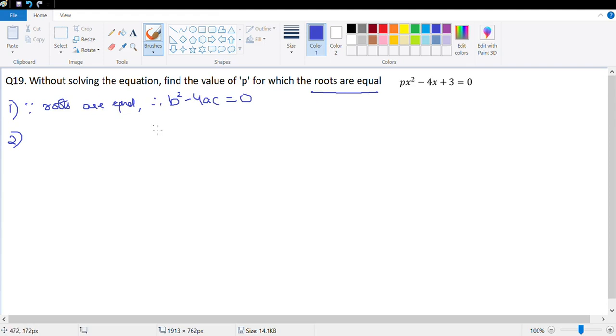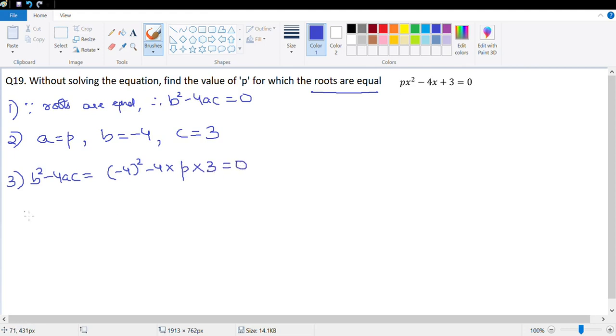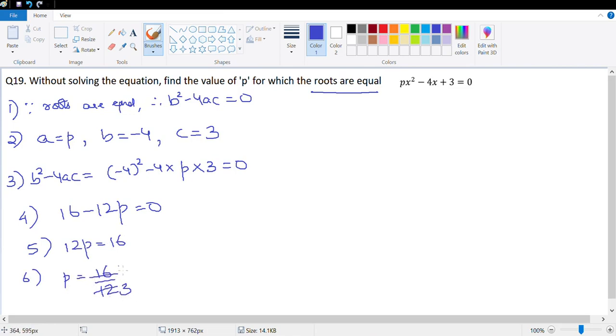Okay, so in this question, a is equal to p, b is equal to -4, and c is equal to 3. So let's put the value. b square minus 4ac is equal to (-4) square minus 4 into a, which is p, into c, which is 3. This is given equal to 0, which means 16 minus 12p is equal to 0, which means 12p is equal to 16, which means p is equal to 16 upon 12. That's 4 into 3, 4 into 4. Therefore, p is equal to 4 by 3.